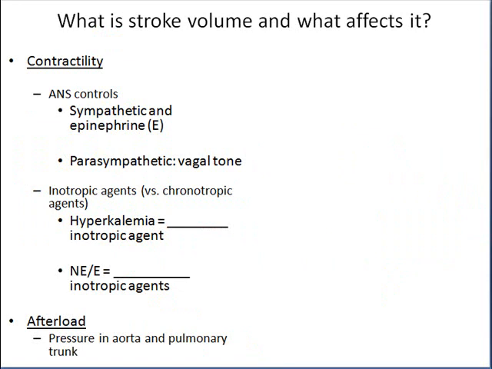A second factor that can impact stroke volume is contractility. Contractility refers to how great a contraction strength the myocytes can generate. And be sure that you're careful to distinguish this from preload. Preload relates to recoil after stretching. Contractility relates to the myocytes themselves and how strong of a contraction those myocytes can generate.